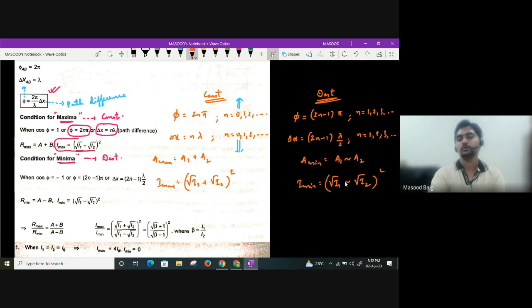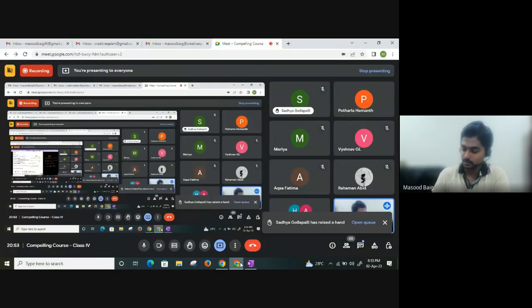Depending on the value of cos φ, the resulting amplitude and resulting intensity may either have a maximum value or a minimum value. Right? Whenever they have a maximum value, it will lead to interference called constructive interference. And whenever the resulting intensity and amplitude have a minimum value, it will lead to interference called destructive interference, guys.